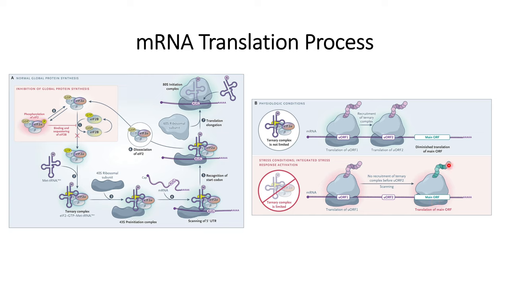And when the translation of the main open reading frame starts, it leads to epigenetic changes that are essential at that point of time in order to reverse the cell from the stress condition back to the normal condition. So this is how the mRNA translation process occurs normally, and how epigenetic changes occur in case of stress condition. I hope you have understood some of the basic idea.